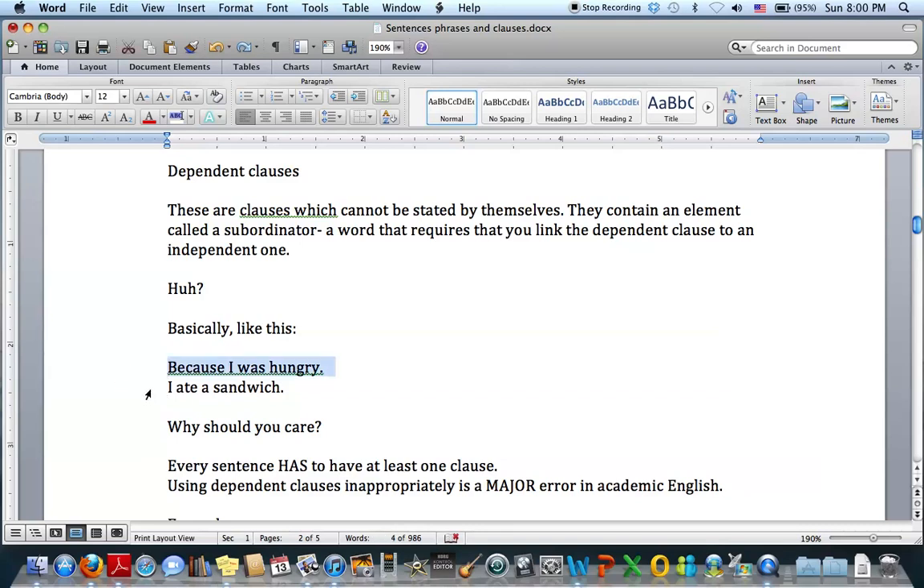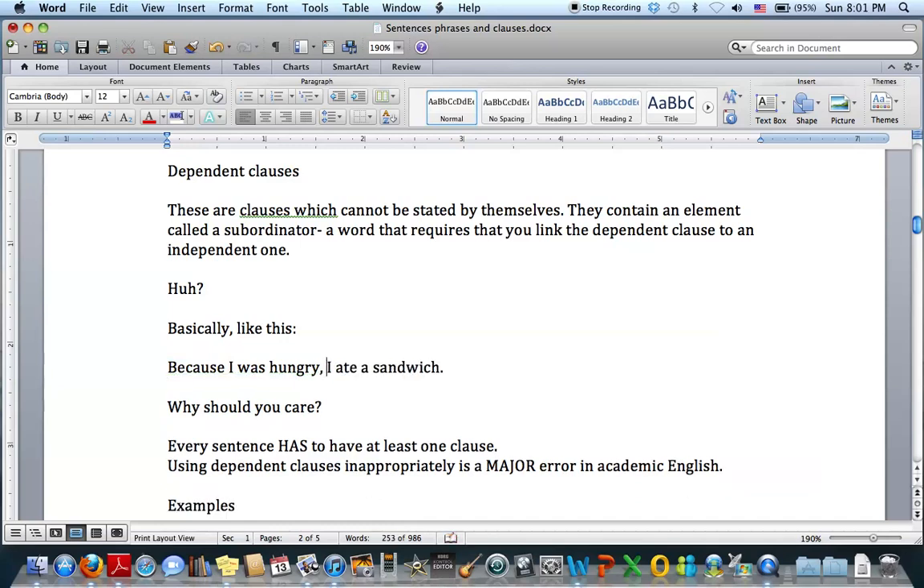It needs to be linked to an independent clause. And there we go. Dependent, independent. Put them both together and life is good. So let's review this briefly. A dependent clause is a clause that cannot be stated by itself. They contain an element called a subordinator, and that's a word like "because." And as soon as you see that word, it tells you that you have to link whatever clause you've got to another clause that is independent.